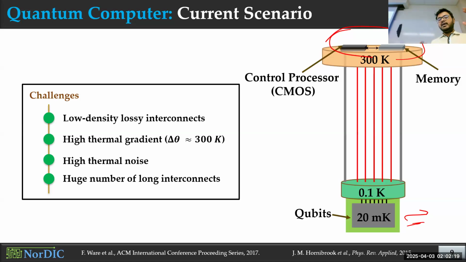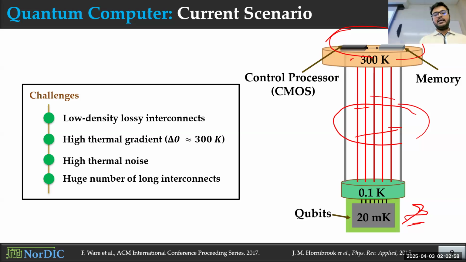So you can easily imagine that to connect these classical components with these qubits, you will need a huge amount of wires and interconnects, right? To make this connection between the room temperature components and the millikelvin qubits. So this is another major challenge. Now, if you want to achieve more computing capability, you will have to increase the number of qubits. And for that, the number of wires and interconnects will exponentially increase, and that will limit the scalability of the whole quantum computing system.